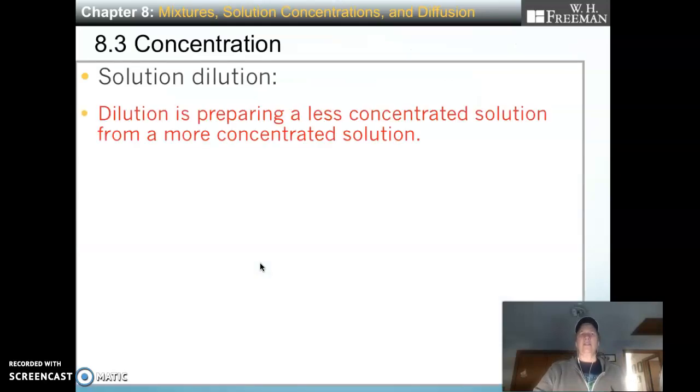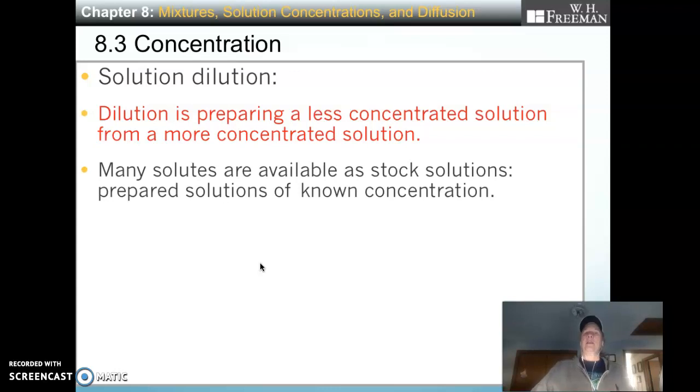All right, another concentration topic: if you're going to dilute a concentration. Dilution is preparing a less concentrated solution. It happens a lot. You'll start with a concentrated solution, maybe that's the way you found the equipment. That's a lot of times the way you order it, and you have to dilute it. Most solutes, we get what they call stock solutions, and common stock solutions are 1 molar, 2 molar, 3 molar.